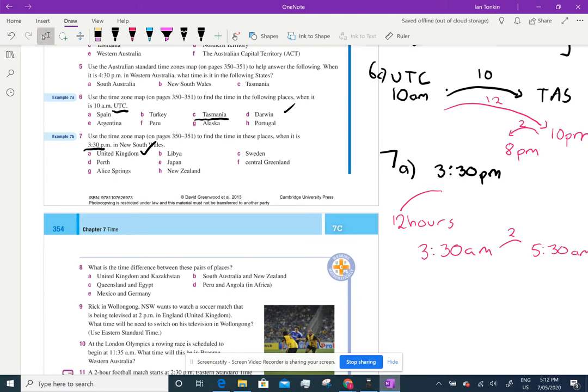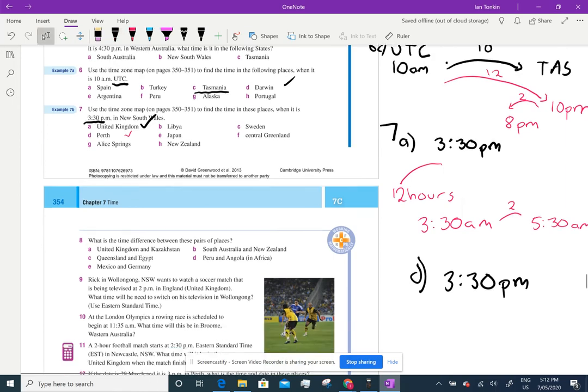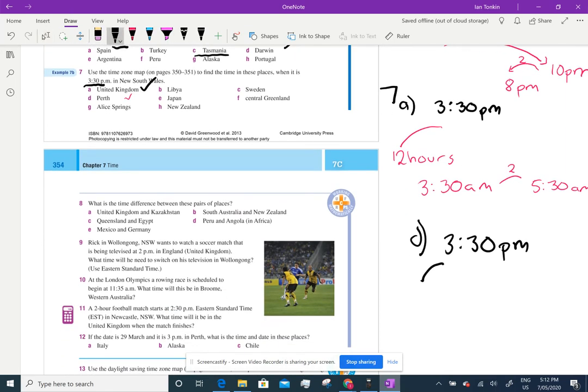Let's go and have a look at Perth. Well, we've already done that. 3:30, so D, if it's 3:30 in New South Wales, we have to go back 2 hours because they're 2 hours behind us. So we go -2. So we go back 2:30 p.m., 1:30 p.m. And that's in WA, in Perth.